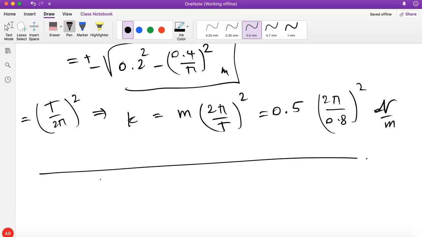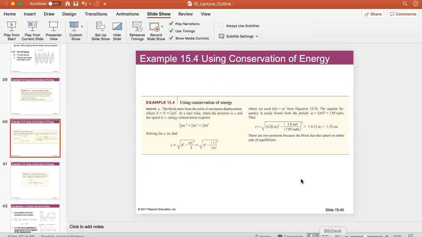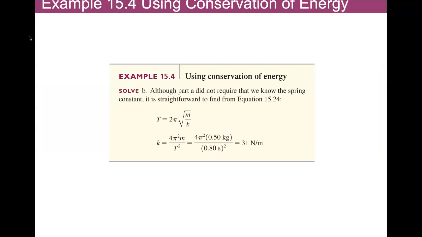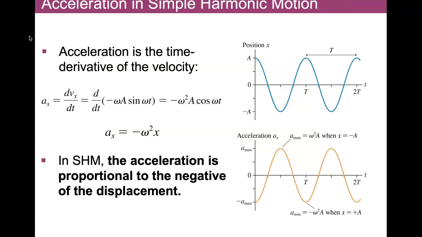All right. Okay. Yeah, the number is 31 newtons per meter.